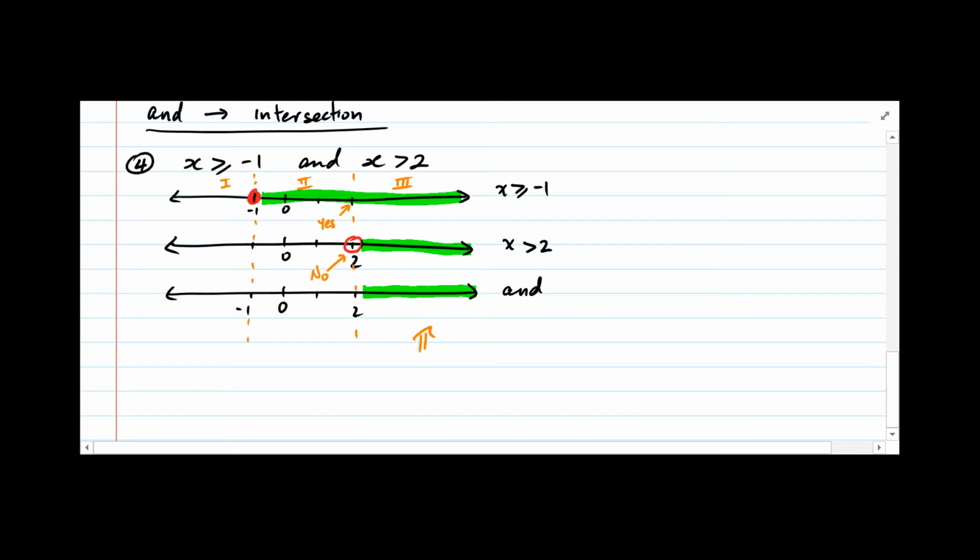So if it's not included in one of the sets, it can't be in the intersection. And so we would end up with an open circle at 2. So my final solution for this AND statement is, as seen on the graph, the set of x's such that x is greater than 2.